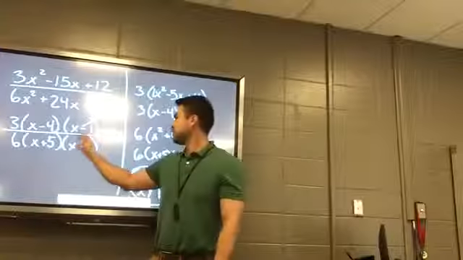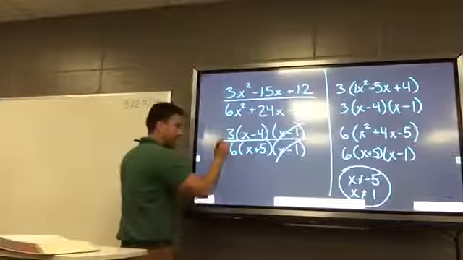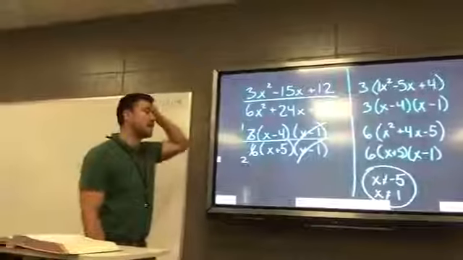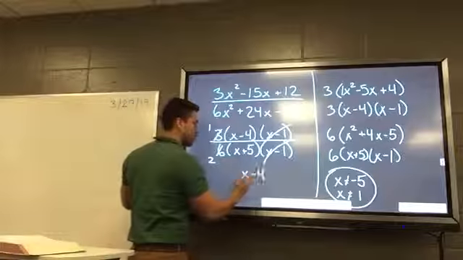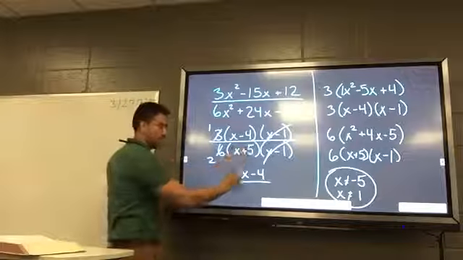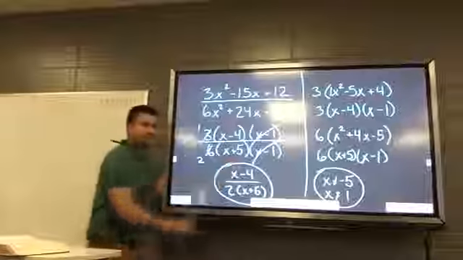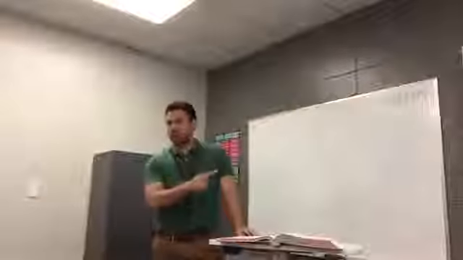X minus 1. That's nice. What else cancels? 6 over 2. Yeah, you get 1 over 2. So what's left in the numerator? X minus 4. What's left in the denominator? 1/2 times x plus 5. Okay, now, ladies and gentlemen, we did this yesterday.